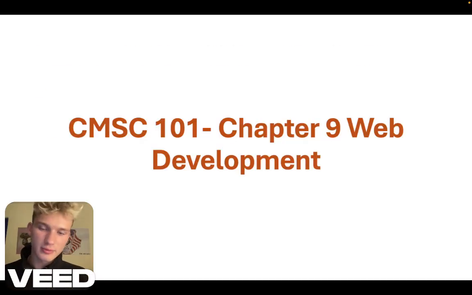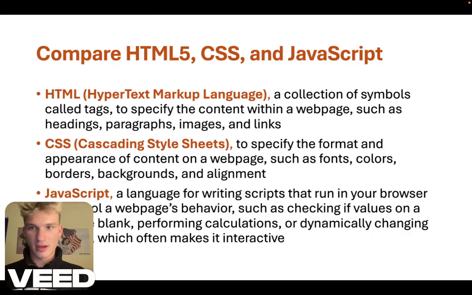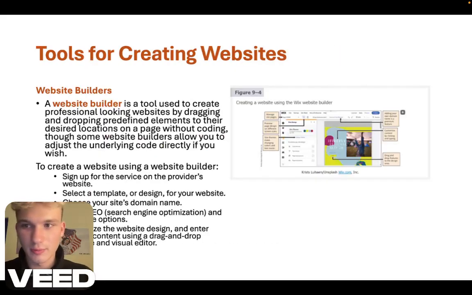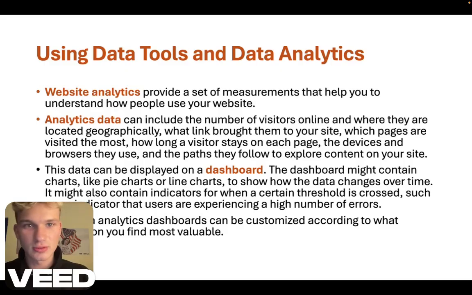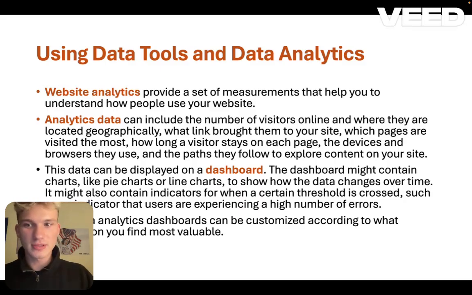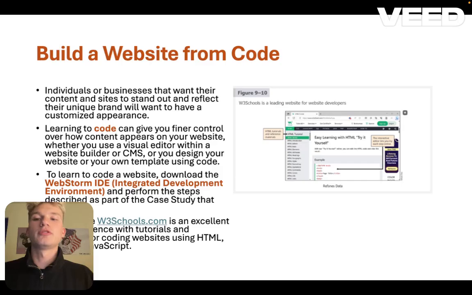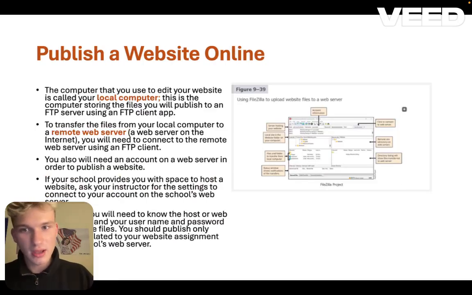In Chapter 9, we talked about web development. We talked about how to compare HTML5, CSS, and JavaScript. We talked about tools for creating websites, such as website builders. We talked about using data tools and data analytics. Website analytics provide a set of measurements that help you understand how people use your website. And we talked about analytics data as well. We talked about how to build a website from code. We talked about how to publish a website online.